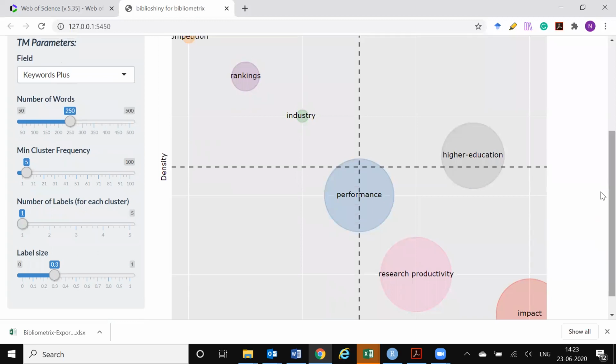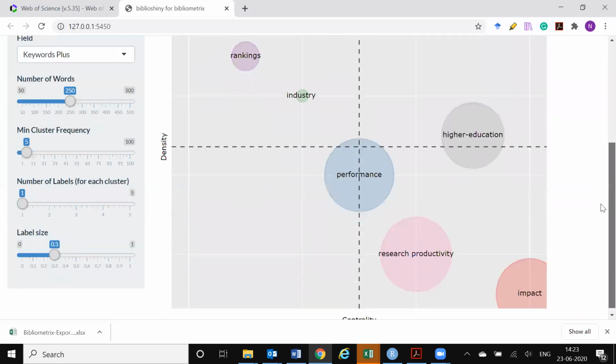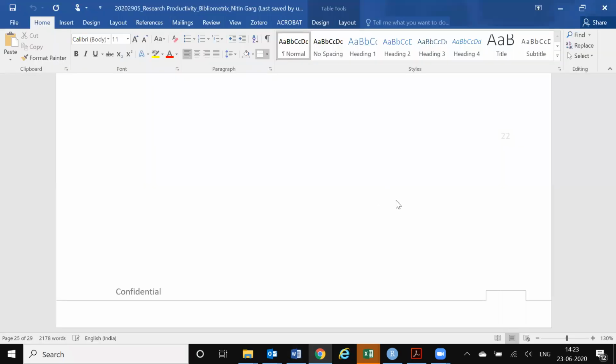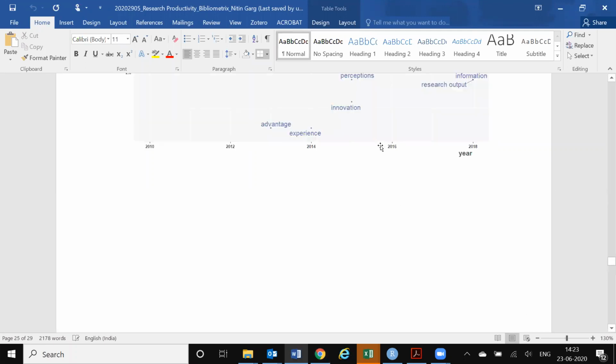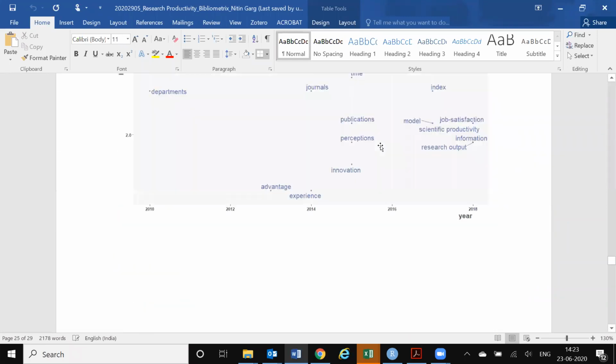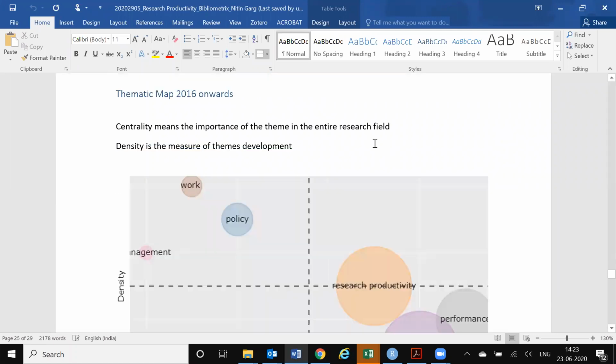You get to see the density and centrality of different themes. The centrality of a theme is how important the theme is. In fact, I'll cover the definition of centrality and density within this document. So centrality means the importance of the theme in the entire research field, and density is the measure of the extent of the theme's development.